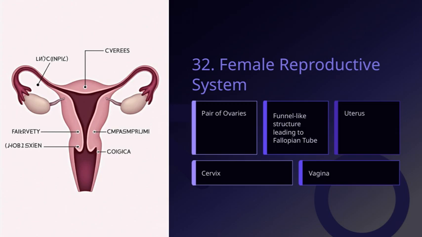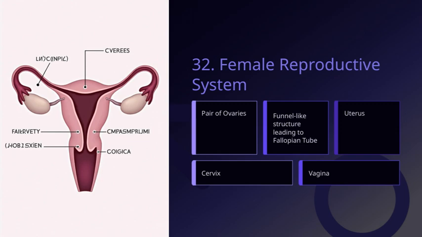First, we have the uterus, which is a vital organ where a fertilized egg can develop into a fetus. Next, there's the vagina, which serves as the canal leading from the external body to the uterus. It plays a crucial role in sexual intercourse, childbirth, and menstrual flow.